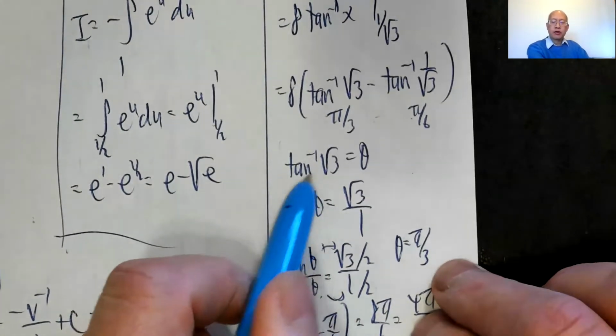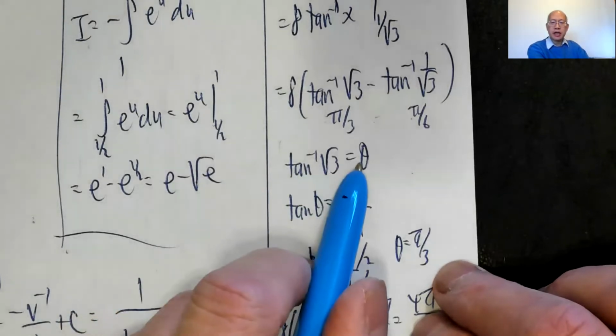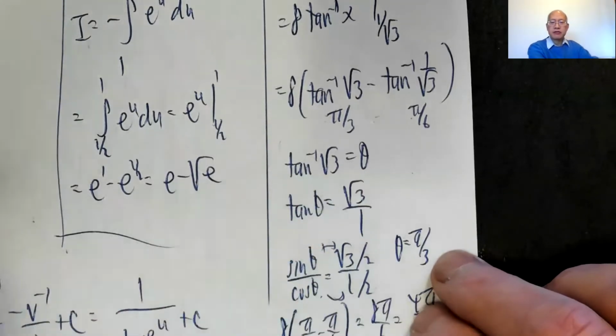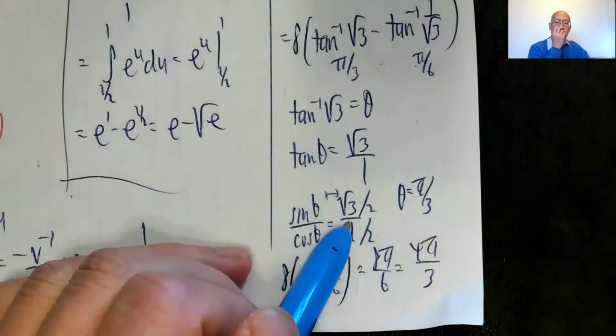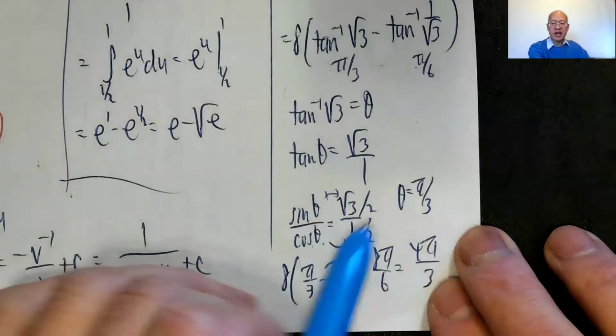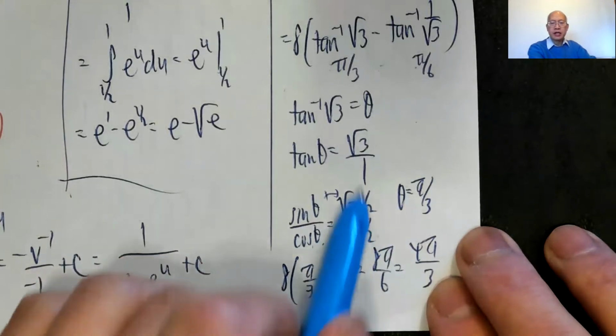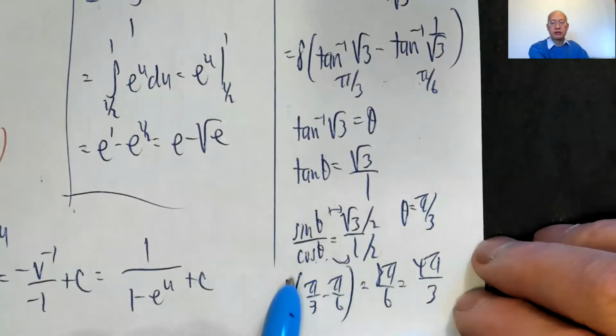But quick way to work this out, if the inverse tangent of radical 3 is theta, that means tangent of theta is radical 3 over 1. Trick is to divide top and bottom by 2. So then you have sine of theta is radical 3 over 2, cosine of theta is 1/2. That gives me pi over 3. And do a similar trick for this one to get pi over 6. So anyway, the final answer is 4 pi over 3.